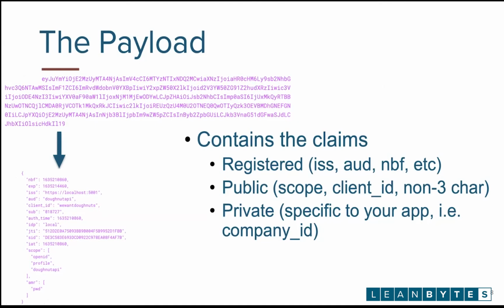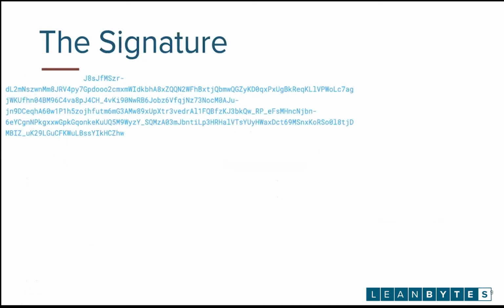And then you might also have private claims. So these would be things specific to your application. Like company ID, employee ID, maybe instead of roles, you have an isAdmin flag or something like that. So those are the 3 different types of claims, but the claims tell you things about the user who's logged in. And then finally, you have the signature part of this.